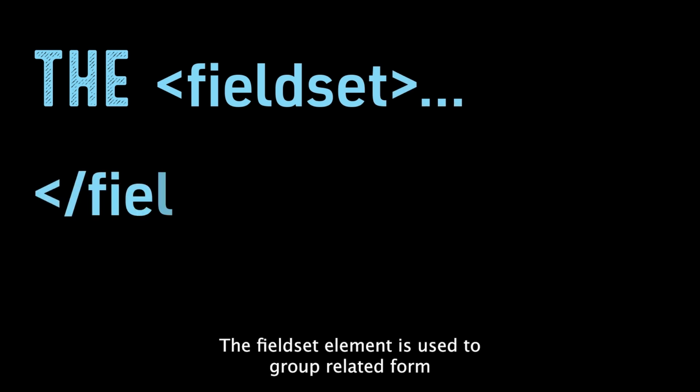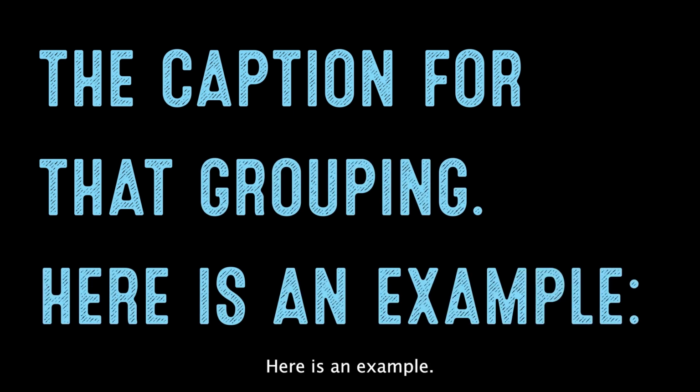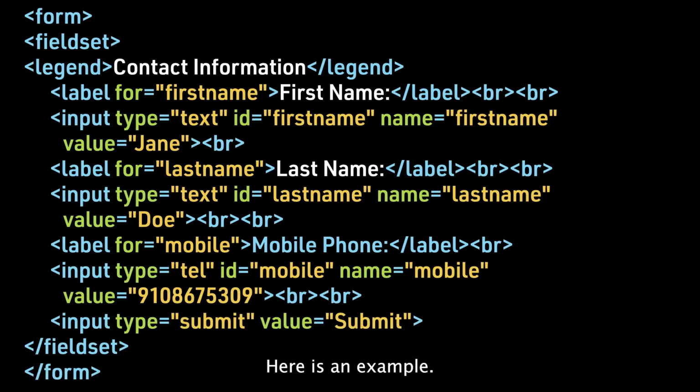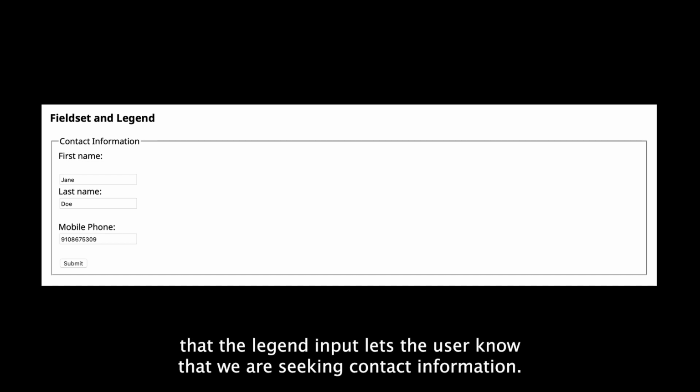The fieldset element is used to group related form inputs, and legend is to add the caption for that grouping. Here is an example. By using the fieldset element, we have grouped the inputs in a single box that the legend element lets the user know that we are seeking contact information.